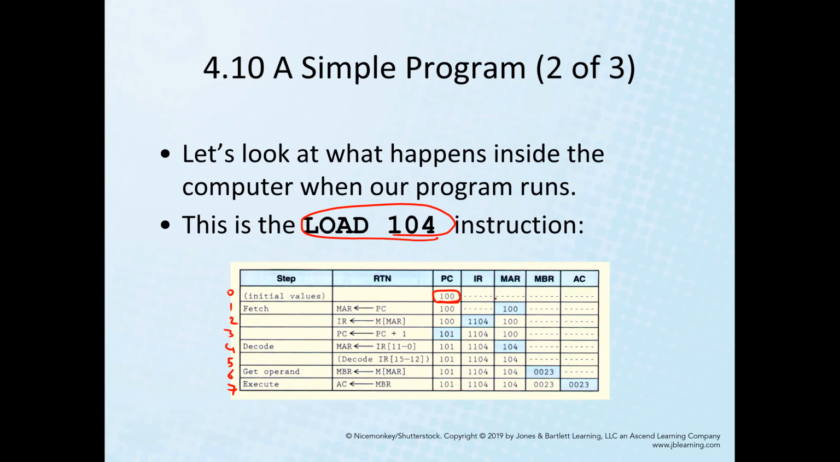We don't know the value of IR, MAR, MBR, and AC, so we don't care, we just put dashed lines. It means that we don't know the values of those registers. The next part is fetching the instruction from memory. How can we fetch the instruction from memory? The first thing we should do is place the program counter into MAR.